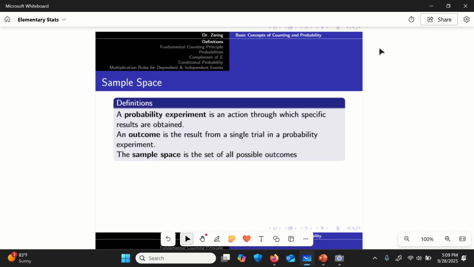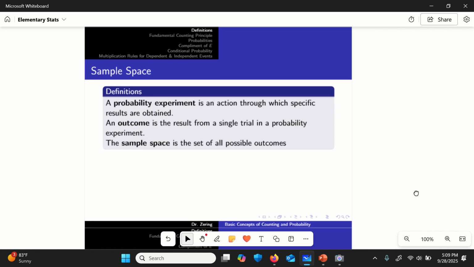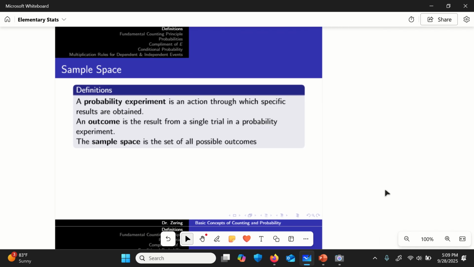A probability experiment is when we have an action which results in some specific results. Those results are called outcomes. One particular, just one result, would be one outcome. So an outcome is the result from a single trial in a probability experiment. And then the sample space is what we refer to as the set of all possible outcomes.